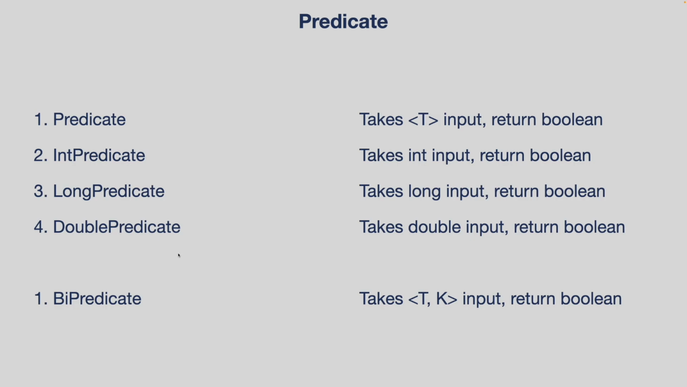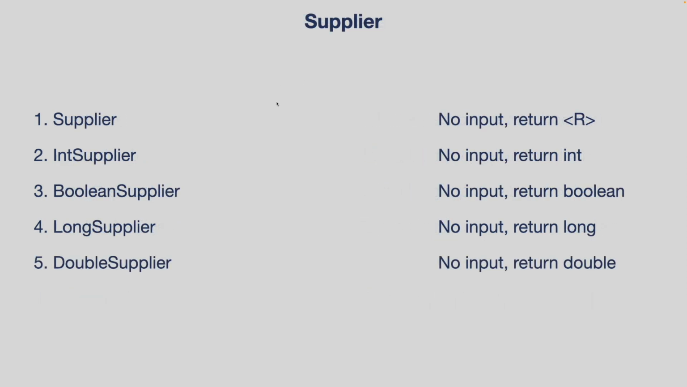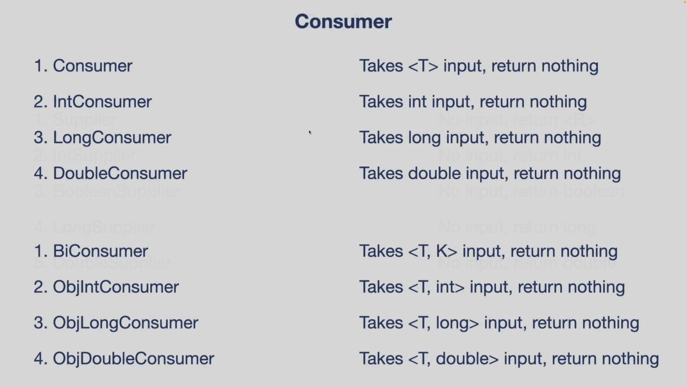So till now, we discussed the predicates, all types of predicates. We covered 4 and 1 and 5 functional interfaces in the predicate. Second is the supplier. We covered 5 types of supplier, and the total we covered till now is 10. And then we covered the consumer. We covered 8 functional interfaces in the consumer. So till now we discussed the 18 functional interfaces.